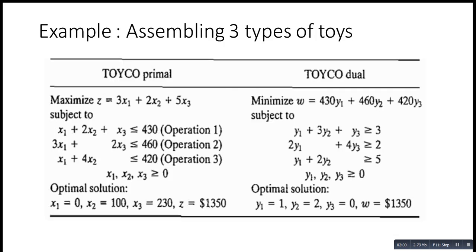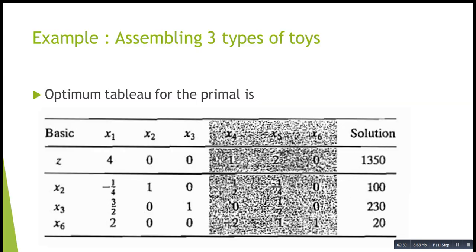For studying various parameter changes, we would look into a problem, the Toyo problem, in which x1, x2, and x3 are our design variables. We need to maximize this objective function, which is subject to three operation conditions. We found the optimal solution, which is x1 is 0, x2 is 100, x3 is 230, and the optimum solution is $1350. We also found the solution for the dual problem.